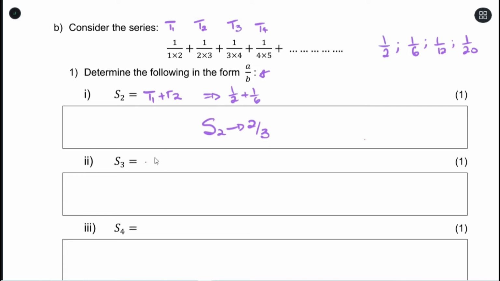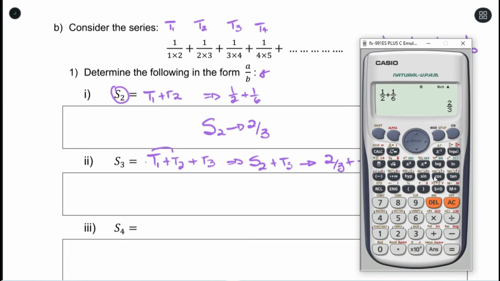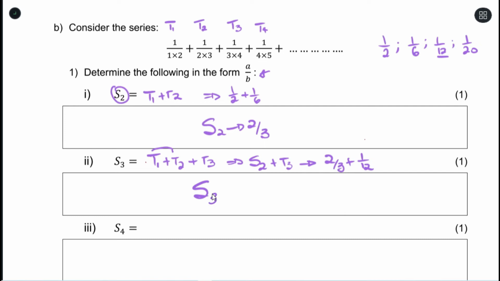Now for S3, S3 is T1 plus T2 plus T3. But as you know, T1 plus T2 is S2, like we have here. So literally I could say this is the same thing as saying S2 plus T3, which will give you 2 over 3 plus the third term here, 1 over 12. So I'm taking 2 over 3, adding it to 1 over 12, and that will give me 3 over 4. So S3 is 3 over 4.